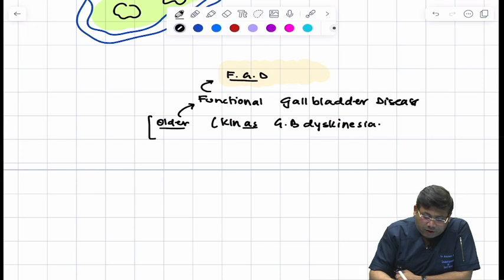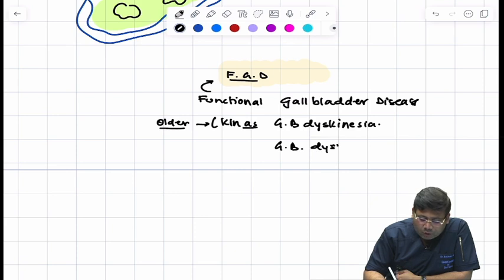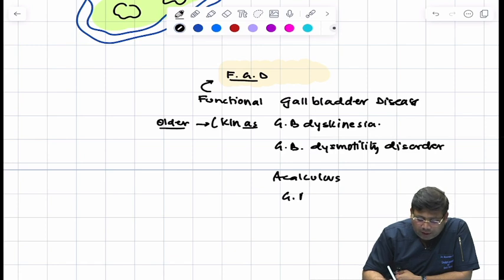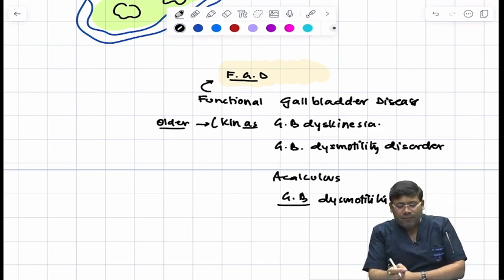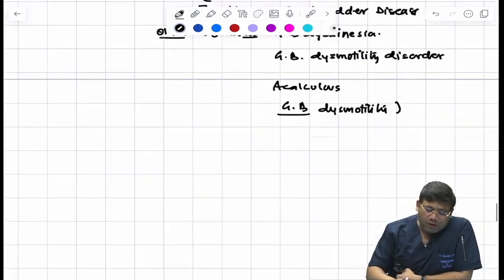The old terms are gallbladder dyskinesia or gallbladder dysmotility disorder. There are a lot of names we have. Along with that, some people used to say acalculous gallbladder dysmotility. Let me forget about them. Now the new name that you will be remembering is functional gallbladder disease.